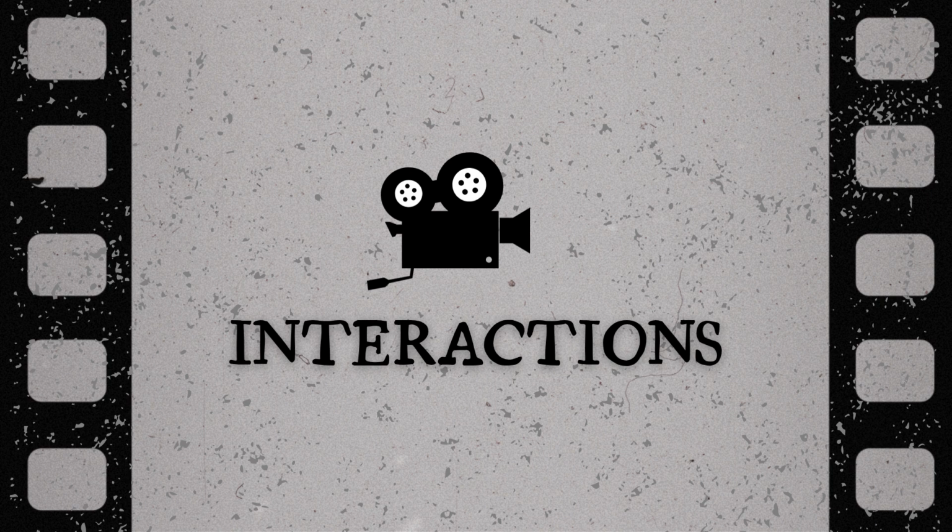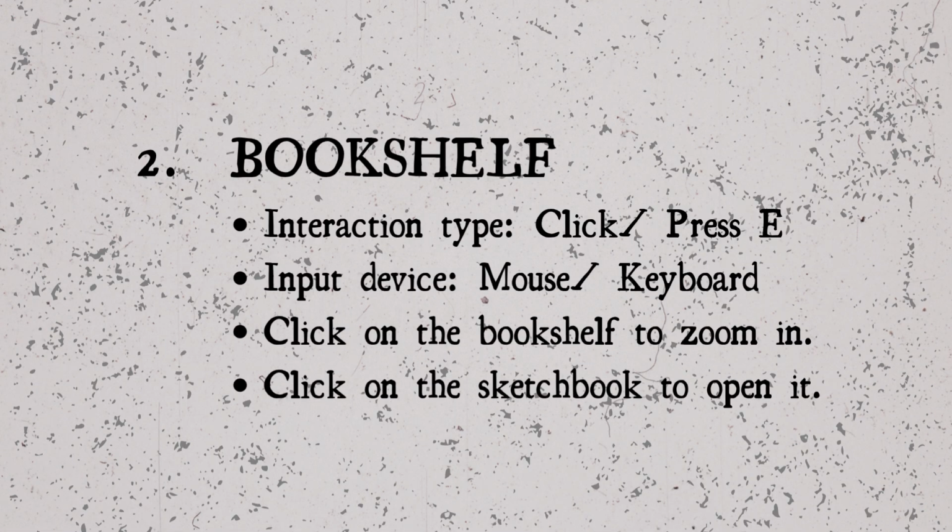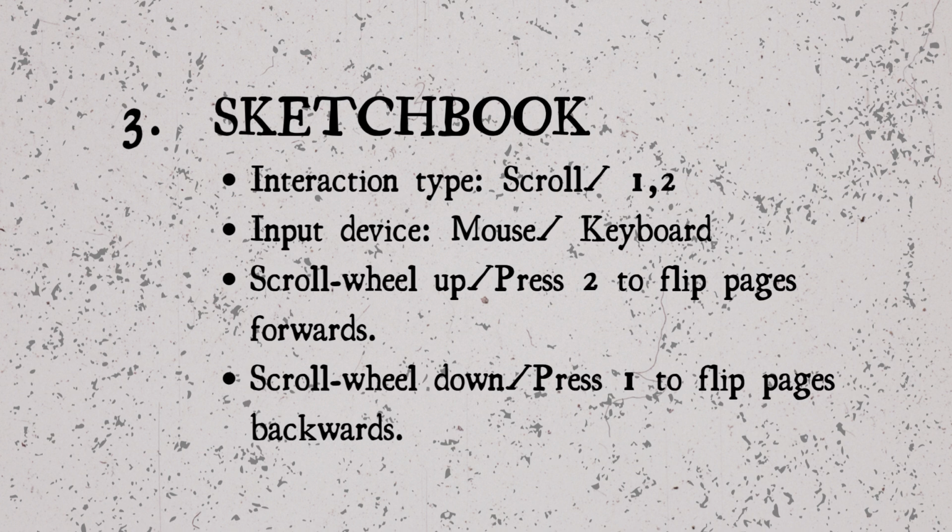We have a few interactions planned for all our assets. The first one is a photo frame. Initially the photo will be covered with a layer of dust, but when the player clicks and drags across the frame, the layer of dust will be removed. Next we have a bookshelf, which is a small interaction. You just click on the bookshelf to zoom into it, and then you can click on a sketchbook to open it.